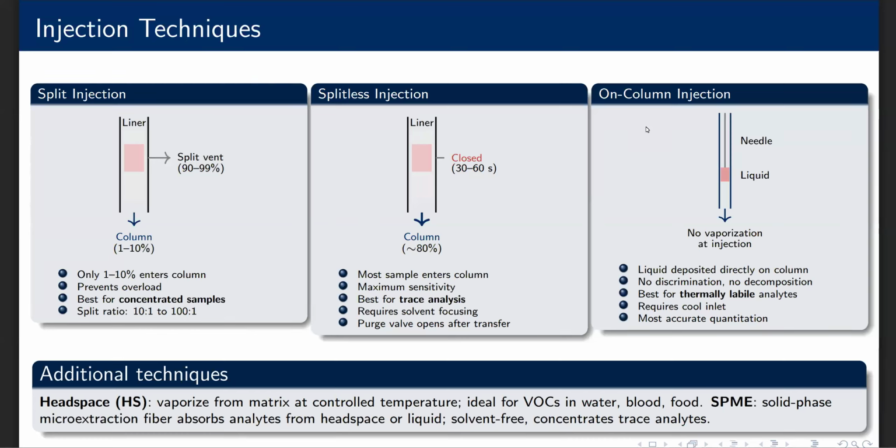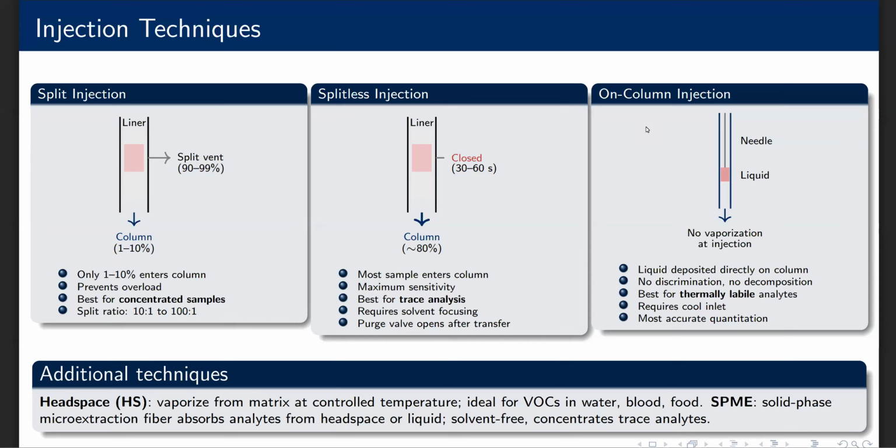In splitless injection, the split vent is closed for 30 to 60 seconds after injection, allowing most of the vaporized sample to transfer onto the column. This maximizes sensitivity and is standard for trace analysis such as environmental pesticide methods. After the transfer period, the purge valve opens to sweep residual solvent from the liner. Solvent focusing at the head of the column helps reconcentrate the band.